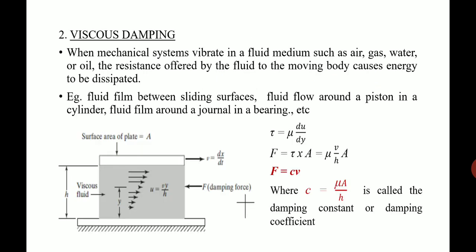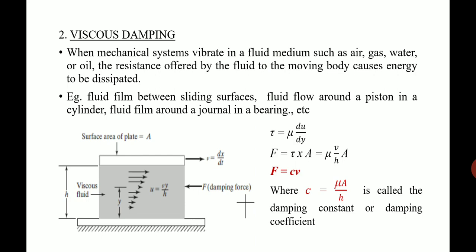We know that Newton's law of viscosity states that shear stress is directly proportional to shear strain, or the rate of change of velocity, or the velocity gradient. That is, shear stress is equal to mu into the velocity gradient du by dy. So that is shear stress. If you have to consider the force, F will be equal to the stress into area, that is tau into A. Substituting the values, you'll get mu into v by h into A, where v by h in this case is the velocity gradient.